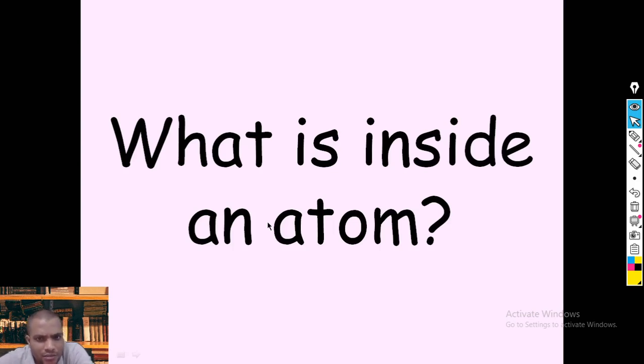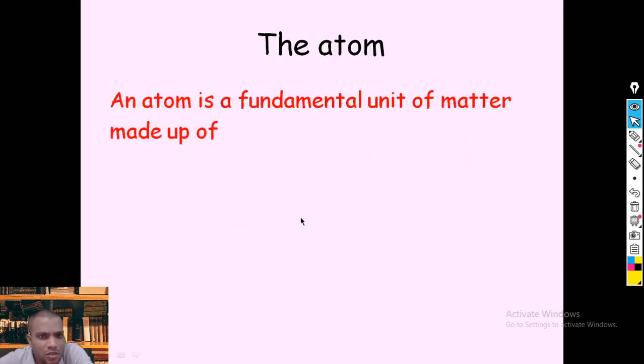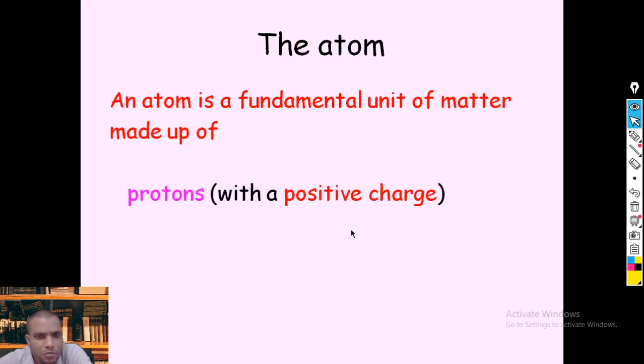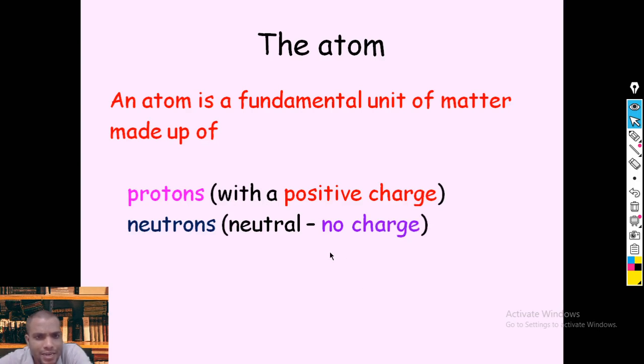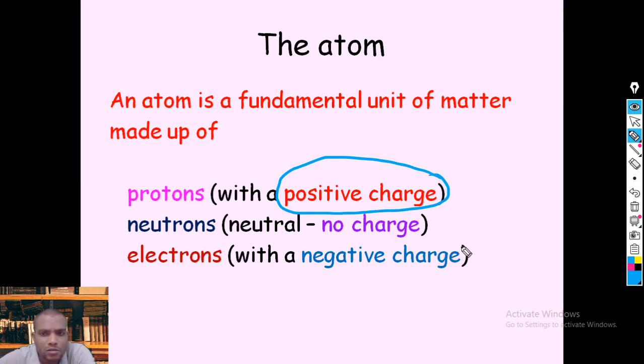Let us think about what is inside an atom. An atom is a fundamental unit of matter. An atom is made up of protons, neutrons and electrons. Protons have mass and they have charge. Protons have positive charge, electrons have negative charge, and neutrons do not have any charge.